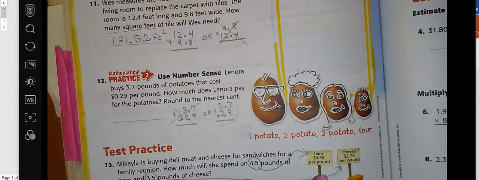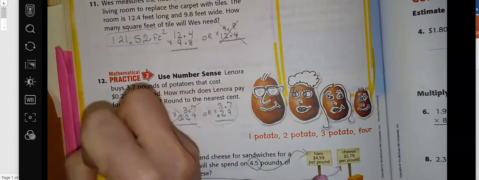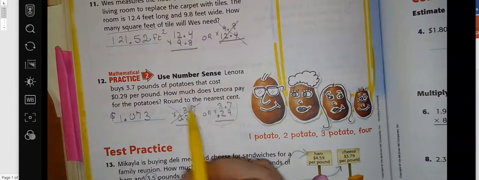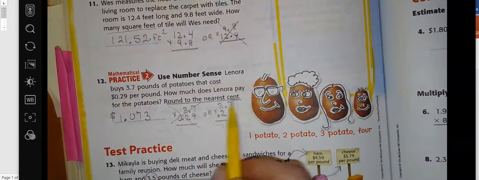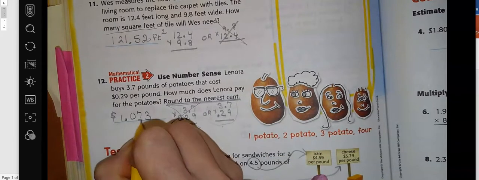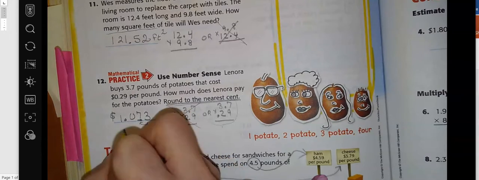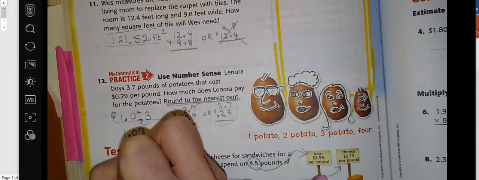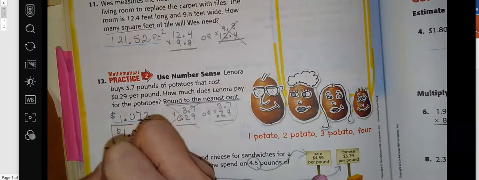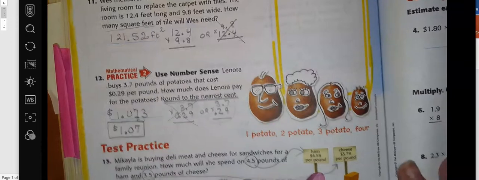3 and 7/10, and we're taking that 29/100 of a time, should come out to be 1 with 3 places after the decimal. But then it says round to the nearest cent. Well, the nearest cent is in the hundredths place. Does the 3 tell us to round up or to keep this 7 cents? Tells us to keep it 7 cents. This should be your answer for number 12.